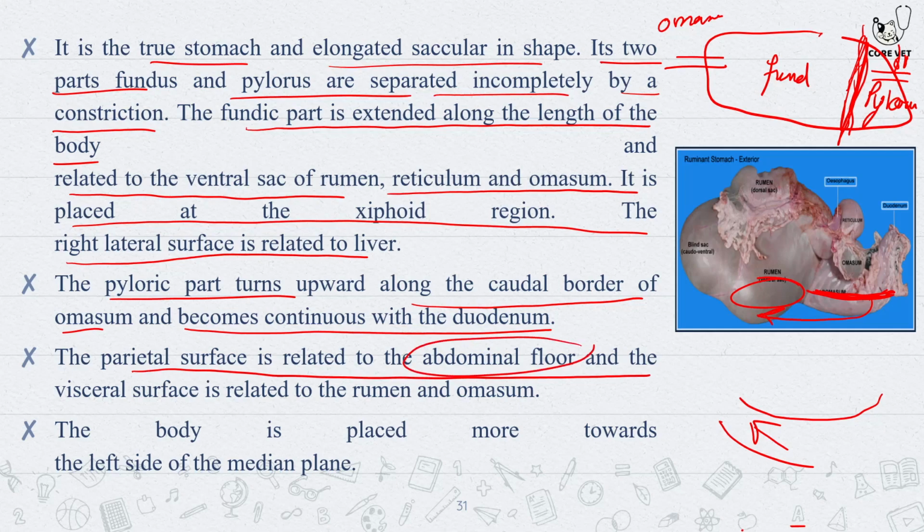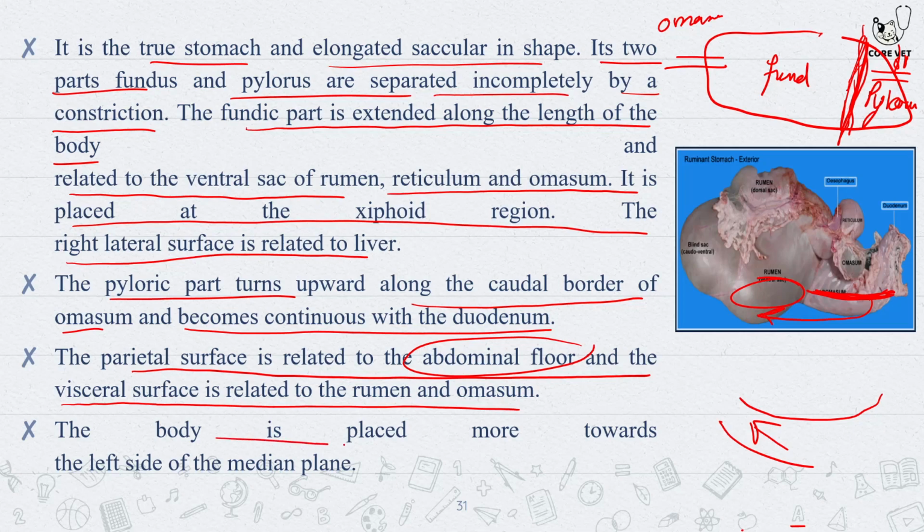It is in relation with the abdominal floor, and the visceral surface is in relation with the rumen and omasum. Okay, the visceral surface was in relation with what? Omasum and the rumen. Precisely on the rumen, which part? The ventral region of the rumen.